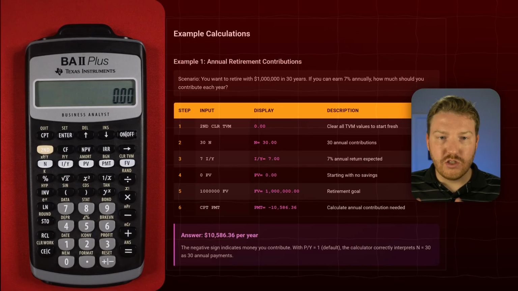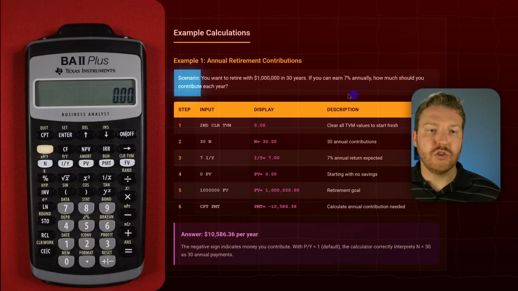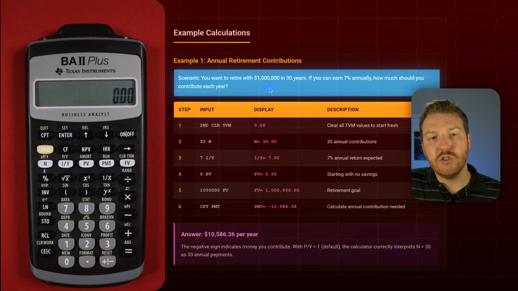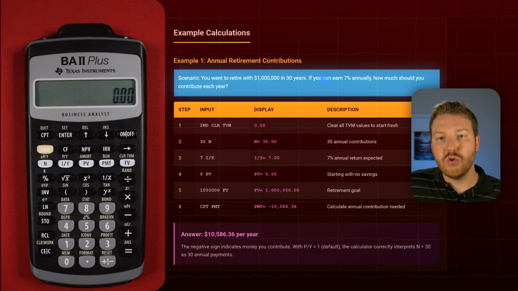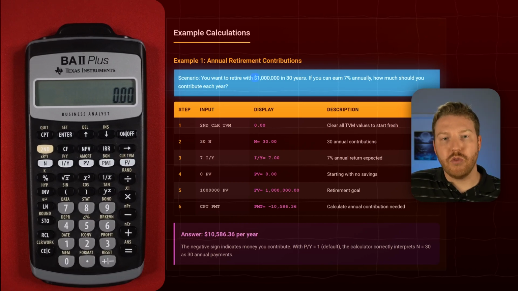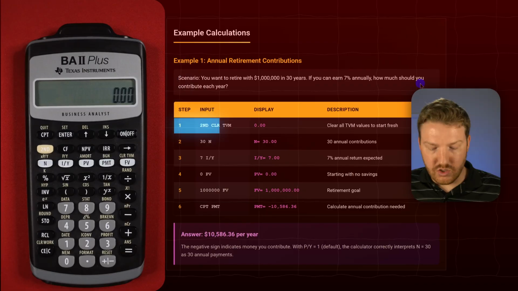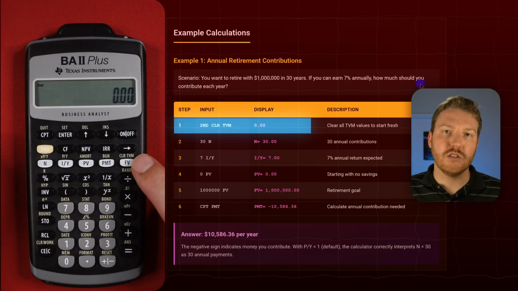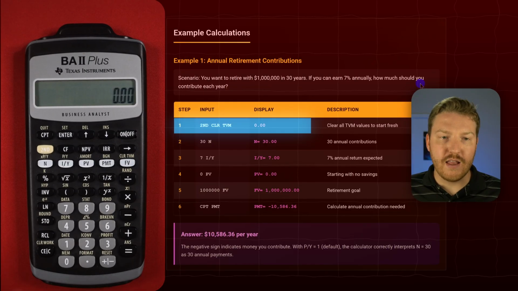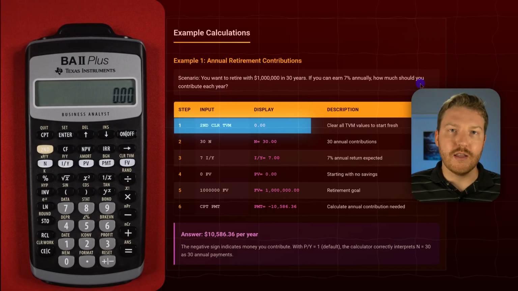So let's consult this practice example. Our scenario is that we want to retire with $1 million in 30 years. So if you can earn 7% annually, how much should you contribute each year to basically end up with $1 million in 30 years? So we're going to clear out anything that was in there with second clear time value of money. And then now we're going to start putting in our inputs.